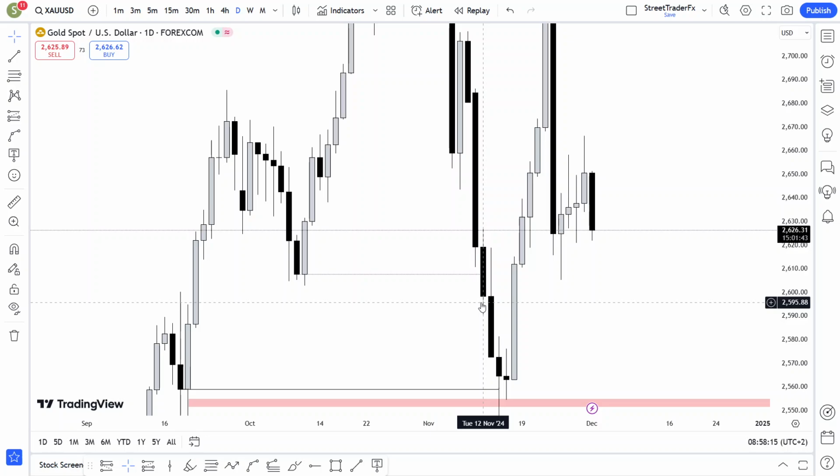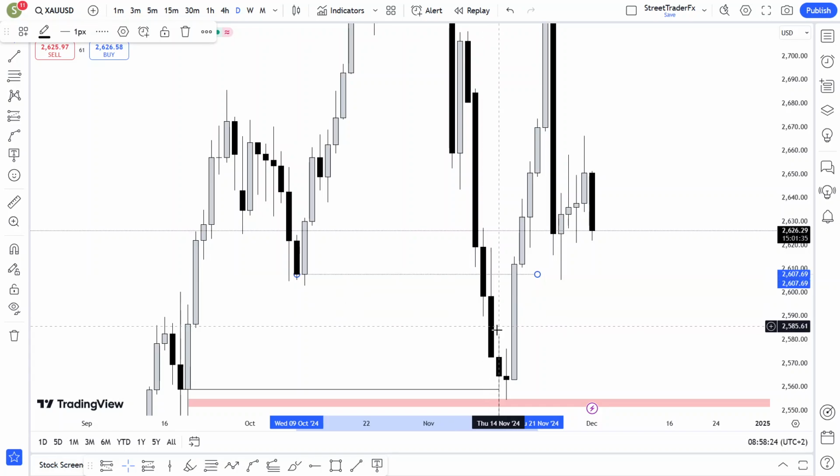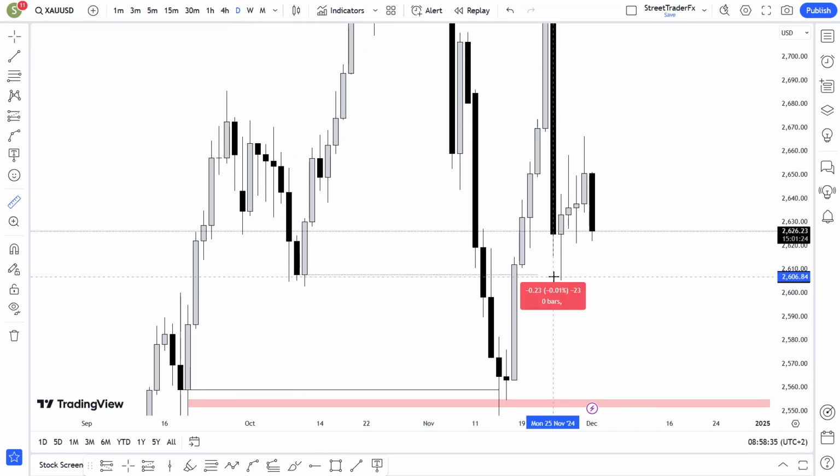When we break an area of support, we can also use it as a resistance. So we broke it again. We used it as a resistance right here and then sold off. And then after that, we broke that previous area of support, that previous area of support again.